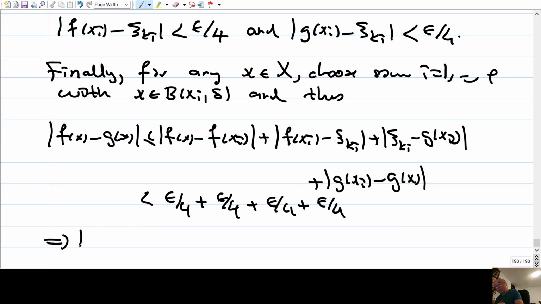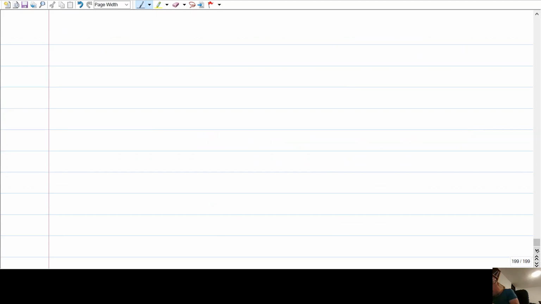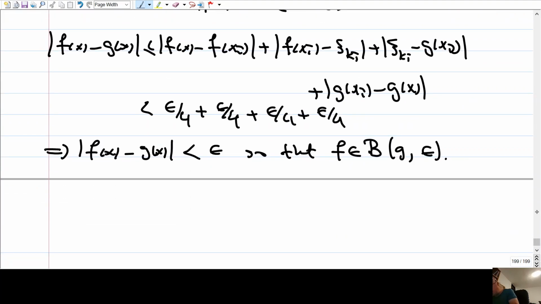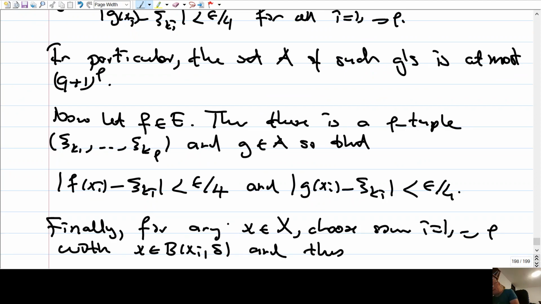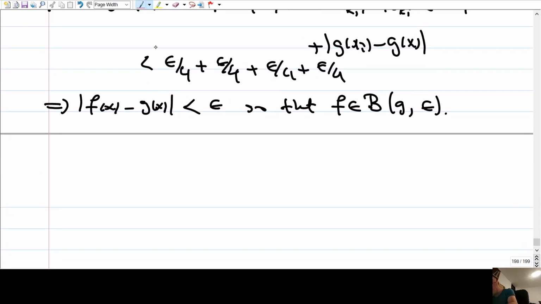So what we have obtained is that f of x minus g of x is less than epsilon, so that f belongs to this ball. f is an arbitrary element, and epsilon was arbitrary also. So this means what?